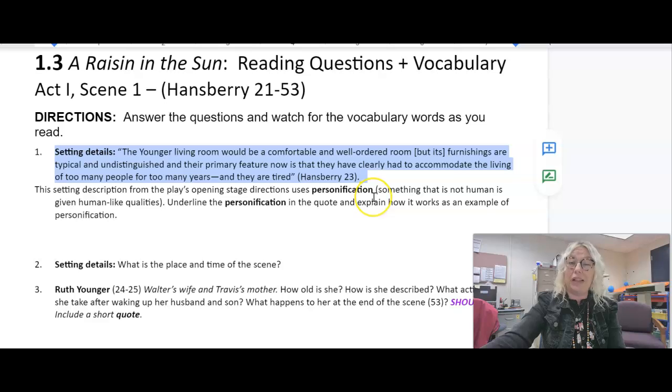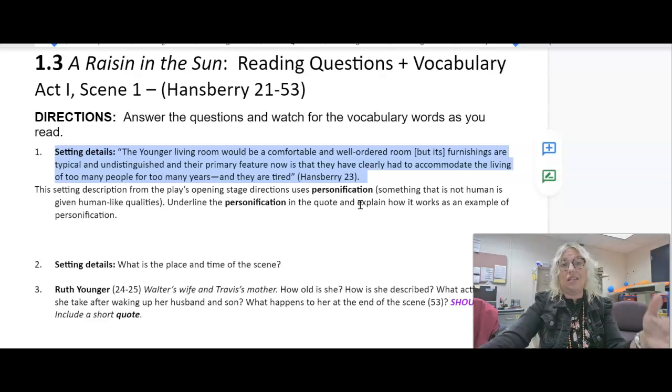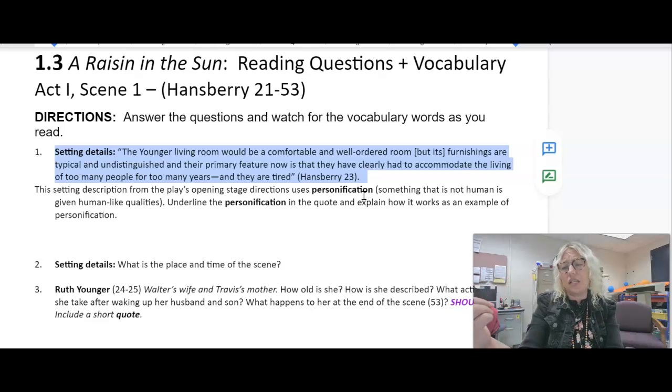Setting is the place and time of a literary work. Now, when it comes to plays, that's a little bit different because we actually see the characters on stage in their setting. But we also find out at the beginning of the play what the time period is, what the city is, or supposed to be, because if you're watching the play, you may not necessarily be in Chicago, where the play is supposed to be taking place, but that is what you have to add on to your viewing in an imagining kind of way, using your imagination.